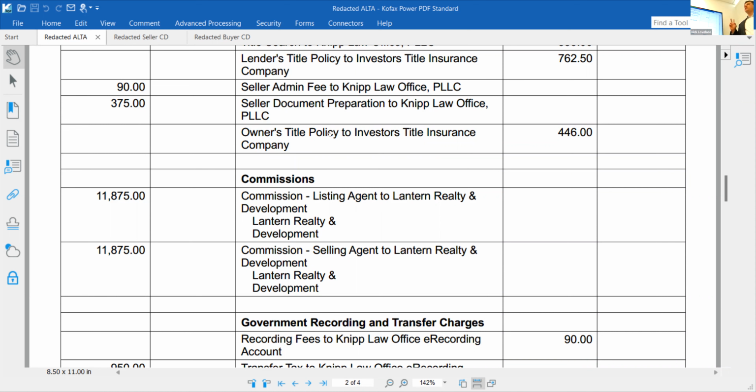In this case, there were two HOA payoffs, two loan payoffs plus an HOA payoff. We do charge $30 per payoff there. So that's where the admin fee comes from. Your document preparation fee is standard, set at $375. And then you've got your two agent commissions listed under there.